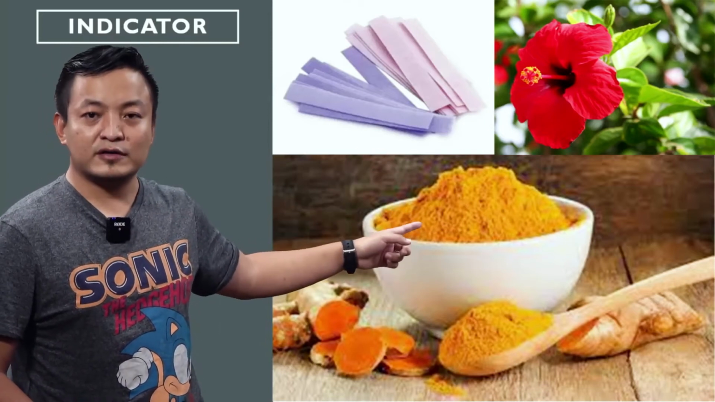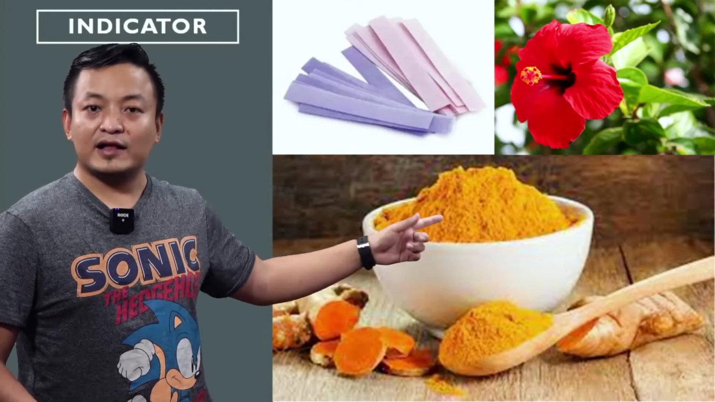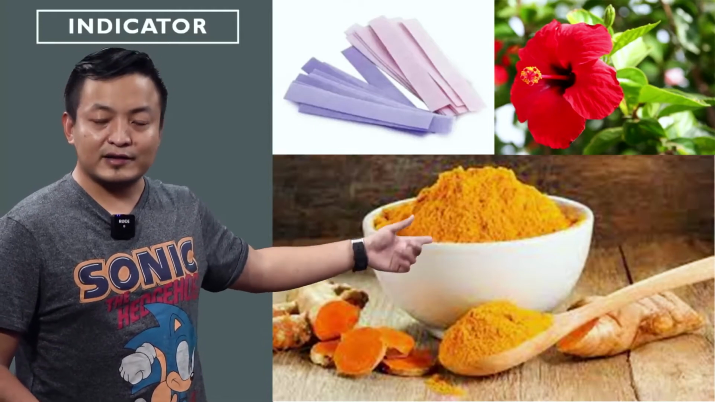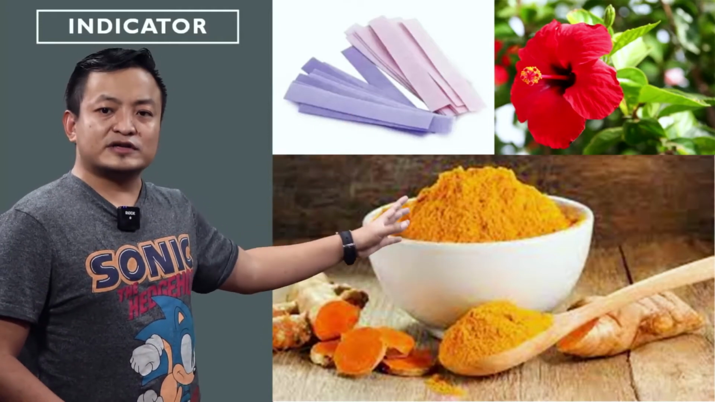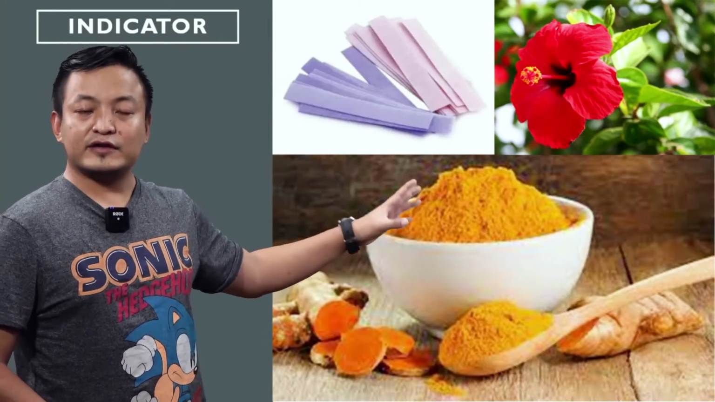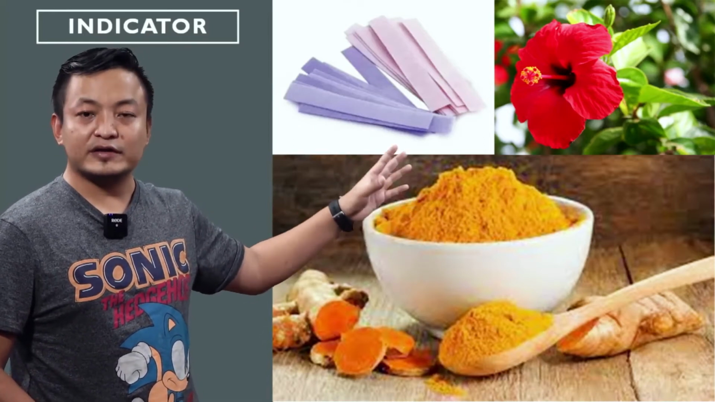Okay? Now, the third here is turmeric powder. Locally we say it's haldi powder, right? Haldi powder. So all these are obtained from plants. That's why we say that these are natural indicators.